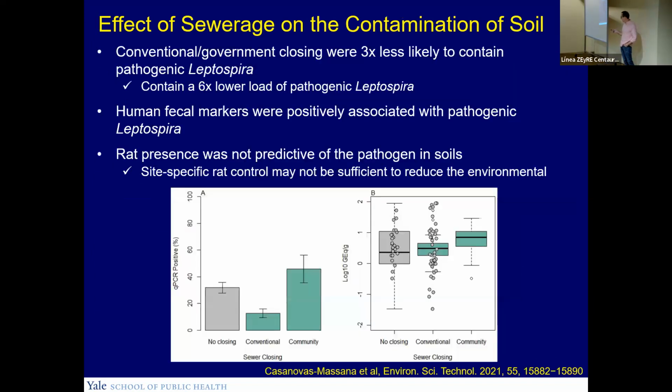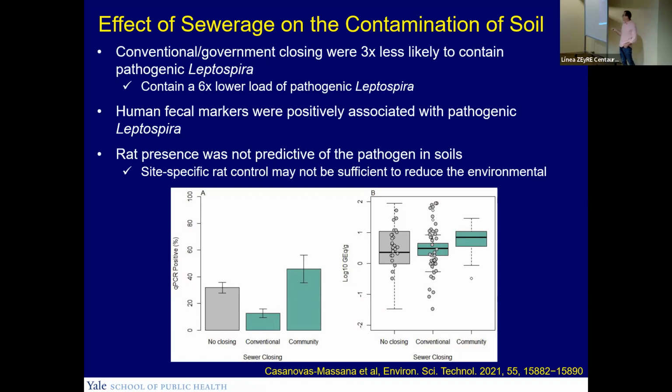The interesting thing is that it showed that the areas where the government closed the sewers were 3 times less likely to contain pathogenic leptospirosis in the surrounding environment, and also had a 6 times lower load of pathogenic leptospirosis. And the human fecal markers were related to leptospirosis. If you have human fecal markers, you would have leptospirosis in that environment as well.